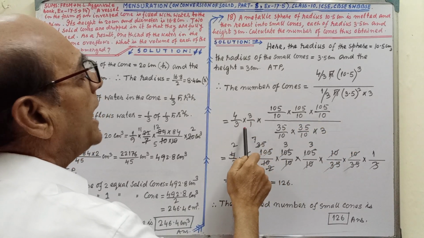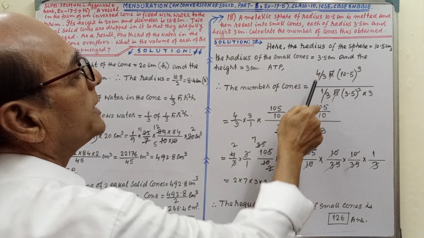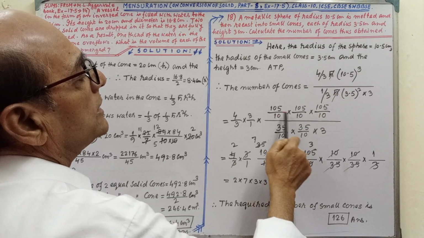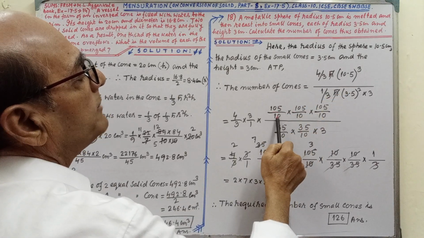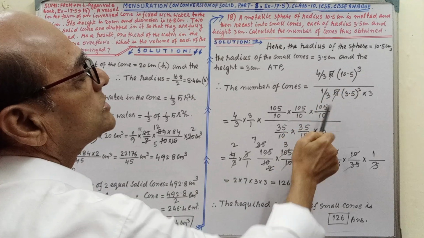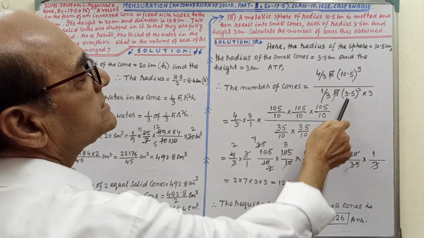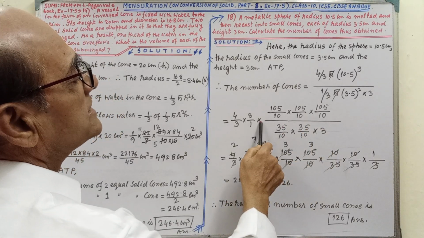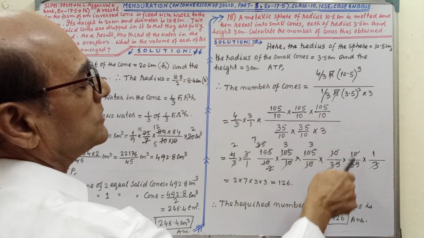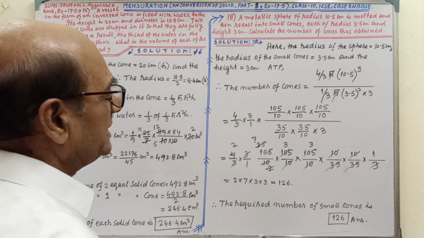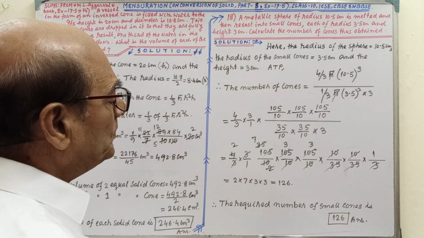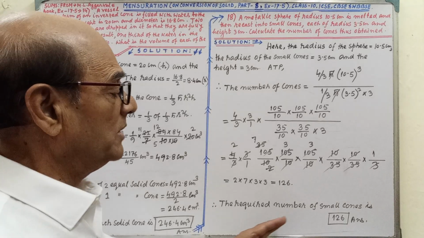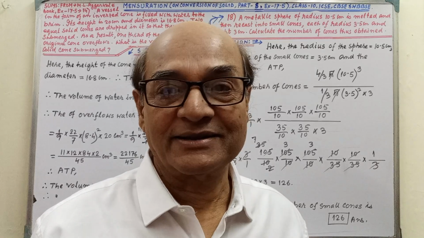You have liberty, and you may follow this method: 4 by 3 into 3 by 1 and 10.5, that is 105 by 10, 105 by 10 cube. Same way we are breaking this 3.5, that is 35 by 10. After breaking we are simplifying. It is divided by, so the fraction will be changed. Then by cancellation it is coming 2 into 7 into 9 into 3, that is 126. Therefore the required number of small cones is 126.